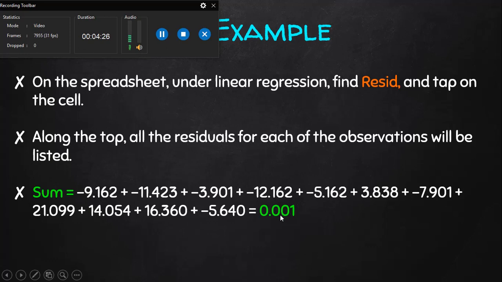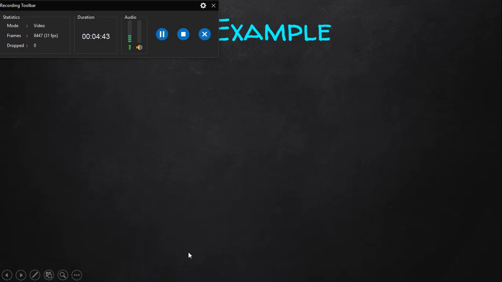But that doesn't help me. So what I want to do is square all of my deviations and come up with a sum of those. And there's the sum of the deviations for my observed value. We're going to use that value moving forward.